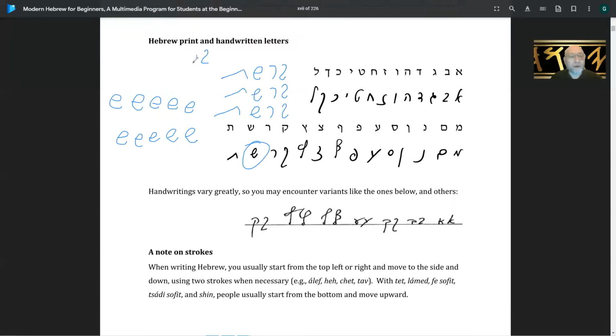Kov, resh, sheen, tav. Okay. Kov, resh, sheen, tav. All right. So we're going to try this now, and then I'll try it to see if I can get this one a little better. Zadik, Zadik, Zadik. Okay.